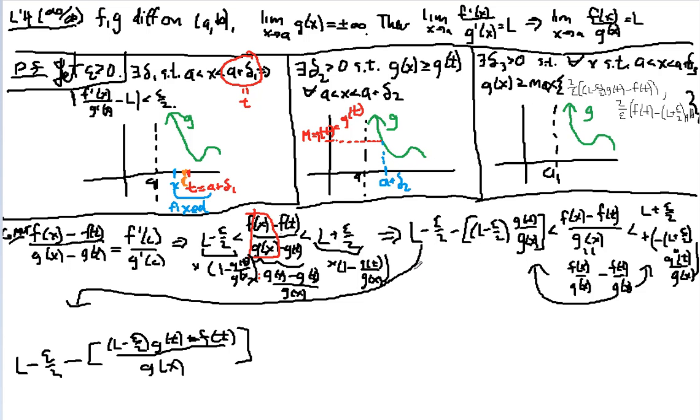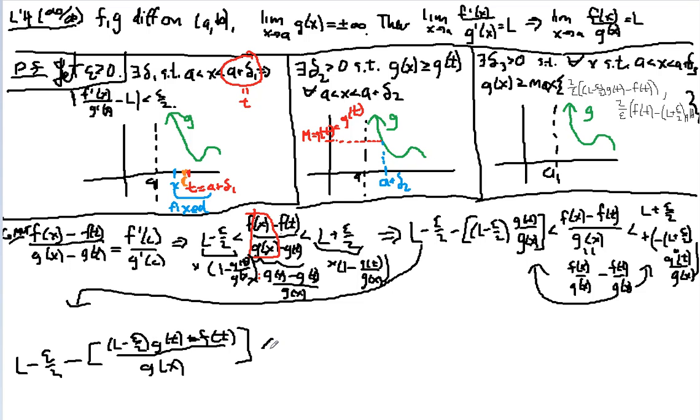We're in the home stretch, right? So I've got my delta 1, I've got my delta 2. This is the third screencast, by the way. Now I'm just doing some algebra. So I moved this f of t over g of x over here, and I was able to simplify this into L minus epsilon over 2 minus some big mess of stuff.